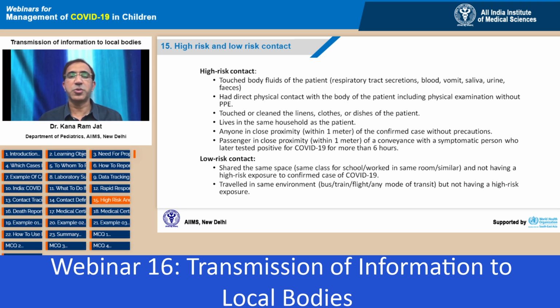Low-risk contact is anyone who shares the same space, for example, the same class at school, or who worked in the same room or similar, and did not have a high-risk exposure to the confirmed case of COVID-19, or who traveled in the same environment like a bus, train, flight, or any other mode of transit, but did not have a high-risk exposure.